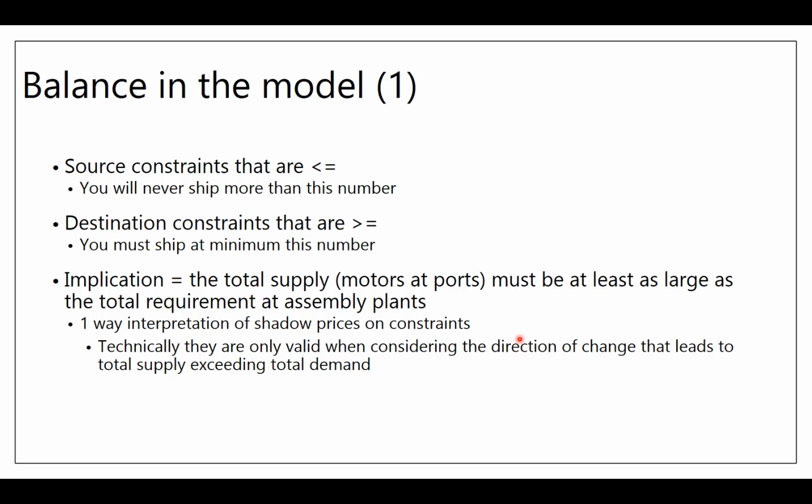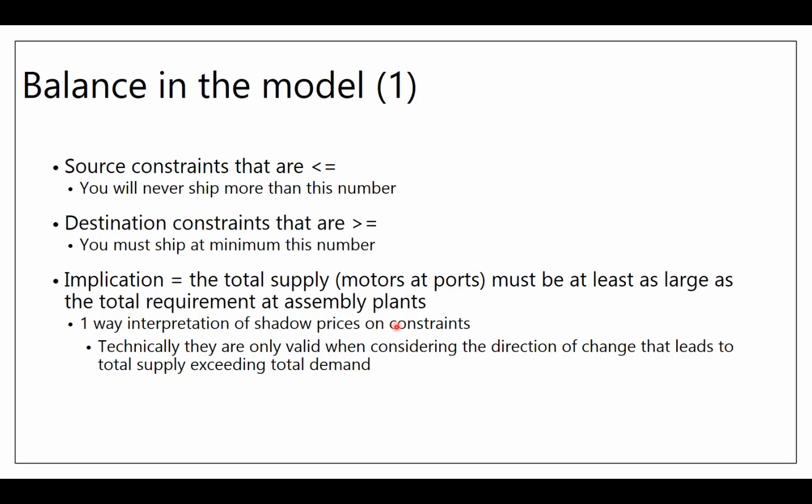We've set 2,000 and 2,000 as the total. 2,000 things go out, and that's the most that can go out, less than or equal to. 2,000 things have to arrive, and that's the minimum amount that can arrive. If something has to be simultaneously less than or equal to 2,000 and greater than or equal to 2,000, there's only one option, and that's 2,000. So total supply equals total demand is always going to hold at a value of 2,000. It gives you that one-way interpretation of shadow prices.